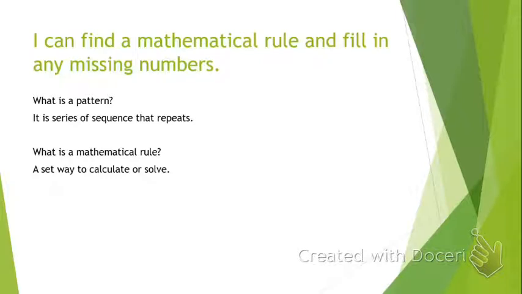In order to do that, I need to know a couple things. I need to know what a pattern is, and it's a series or sequence that repeats, and then the mathematical rule, what is that? It's a set way to calculate or solve. So if I'm given the mathematical rule of +5, I'm going to be adding 5 every time to find any missing numbers.